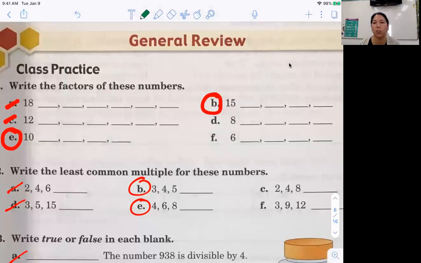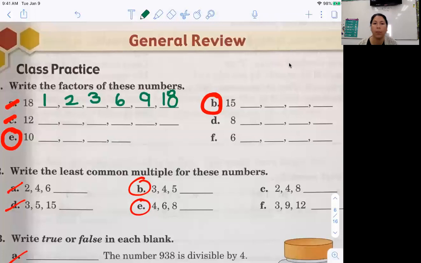So remember what factors are. Factor times factor equals product. So what are the ways I can make 18? 1 and 18. Go ahead and write that in. What's another way to make 18? Oh yeah, 2 and 9. And there's one more way to make 18. Yes, 3 and 6. Okay, let's do one more together.